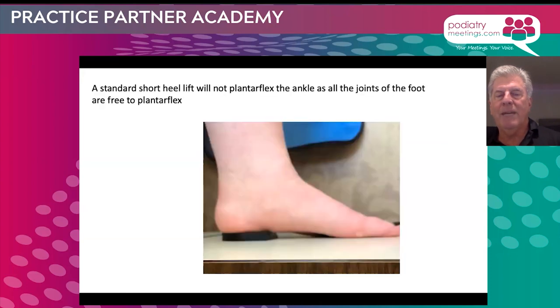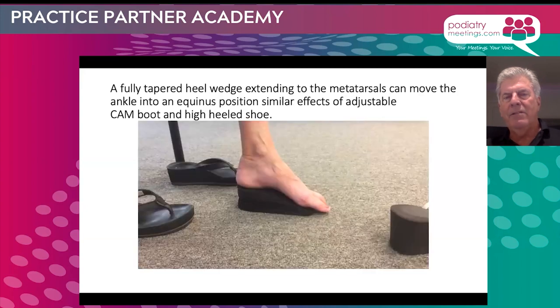This same result could be expected from a short heel lift that supports only the calcaneus and allows the rear foot joints, the mid-tarsal joint, and transverse tarsal metatarsal joints to plantar flex. There will be no repositioning of the ankle into equinus. A fully tapered wedge from heel to ball to the metatarsals will tilt the entire foot into equinus in a similar way that the adjustable cam boot would, or what simply happens when a patient wears a high-heeled shoe. That's a desirable plantar flex position of the foot and ankle.